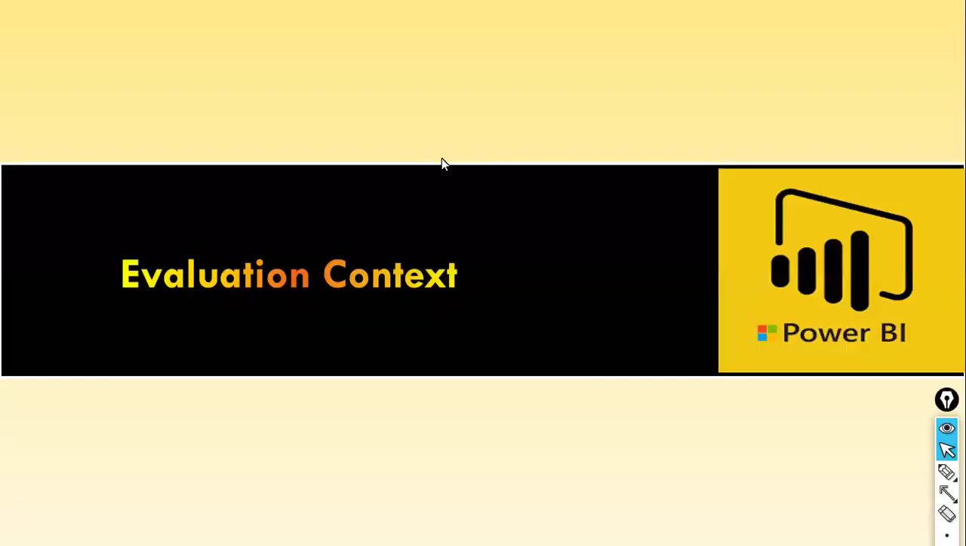Next one is the important topic, the evaluation context. So what do you mean by evaluation context? That is the question now, okay?